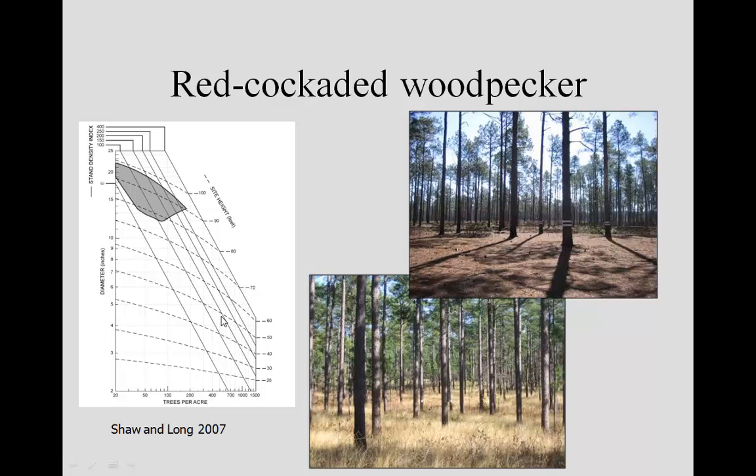If I had a stand that was currently down here, I could project what would happen without intervention, as opposed to perhaps an early thinning that would get my stand into that red-cockaded woodpecker structure more quickly than without intervention. This picture here, both of these stands are within that gray area, and both of them have red-cockaded woodpecker colonies. These two trees have been painted by the biologists because they're cavity trees.